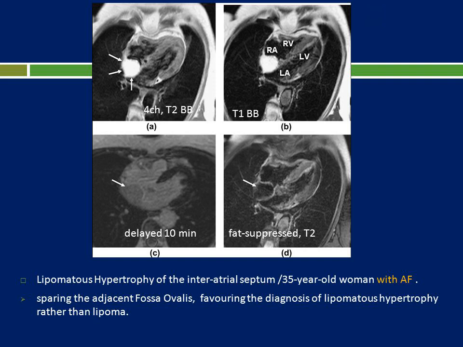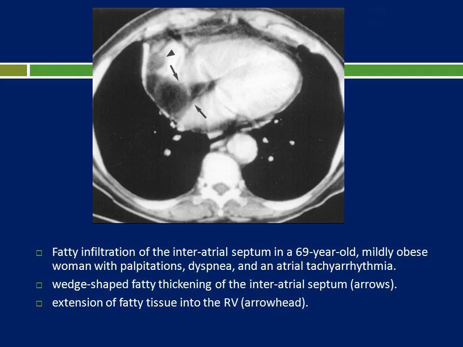T1BP. Delayed 10 minutes. Fat suppressed, T2. Lipomatous hypertrophy of the interatrial septum in a 35-year-old woman with AF. Sparing the adjacent fossa ovalis, favoring the diagnosis of lipomatous hypertrophy rather than lipoma. Fatty infiltration of the interatrial septum in a 69-year-old, mildly obese woman with palpitations, dyspnea, and an atrial tachyarrhythmia. Wedge-shaped fatty thickening of the interatrial septum, arrows. Extension of fatty tissue into the RV, arrowhead.